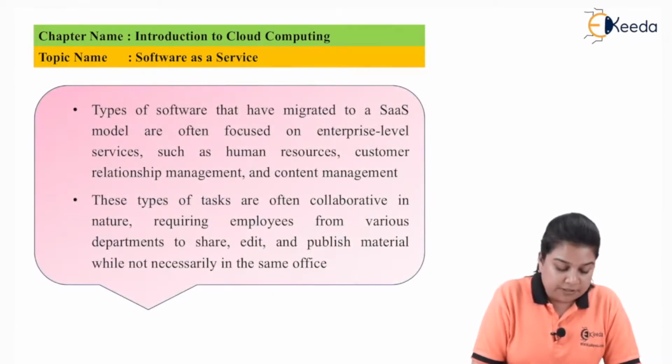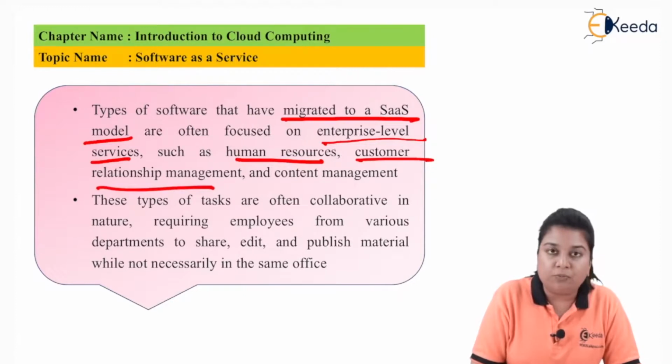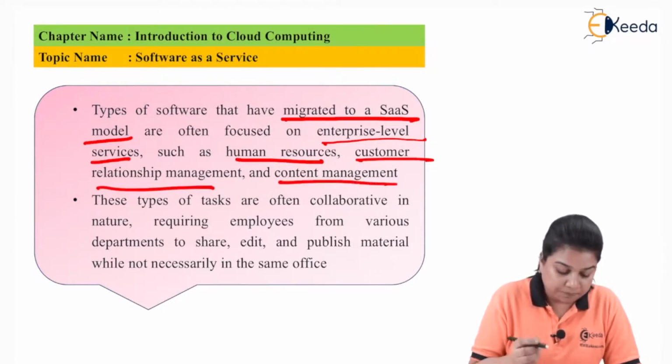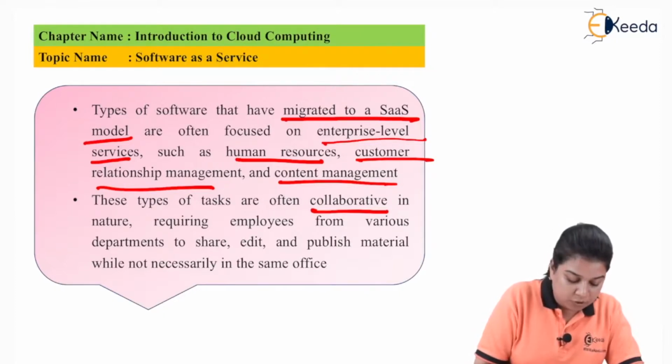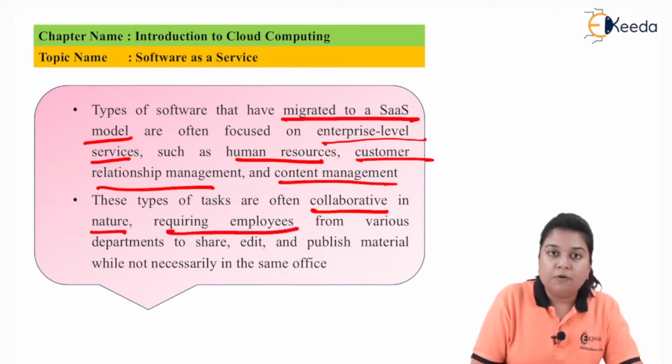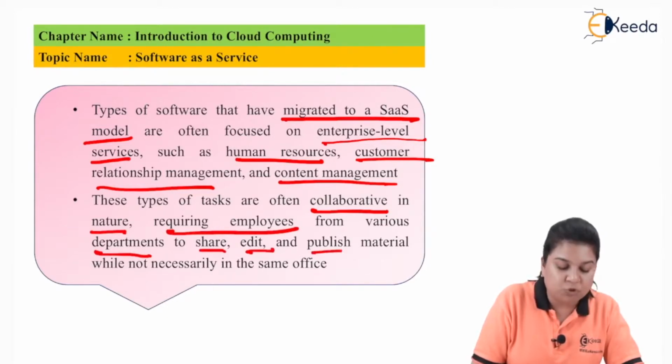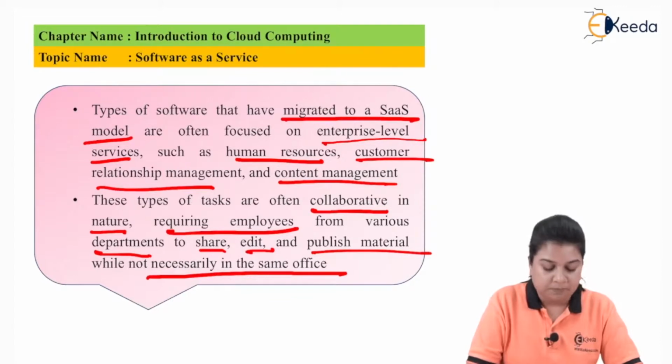Types of software that have migrated to a SaaS model are often enterprise level services such as human resources, customer relationship management, and content management. These types of tasks are often collaborative in nature, requiring employees from various departments to share, edit, and publish material while not necessarily in the same office.